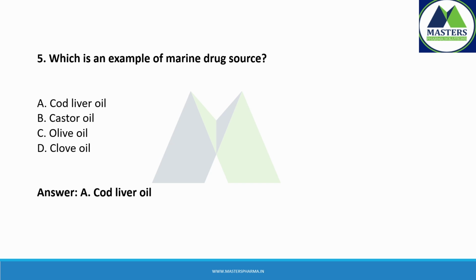Now we see the other options. Option B, castor oil. It is from castor seeds. It is a plant source, not from the marine. Option C, olive oil. It is from olives. It is also a plant, not from the marine. Option D, clove oil. It is from clove buds. It is also a plant, also not from the marine. So the correct option is option A, cod liver oil.